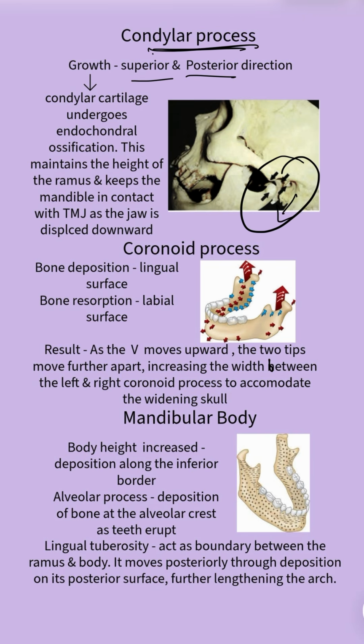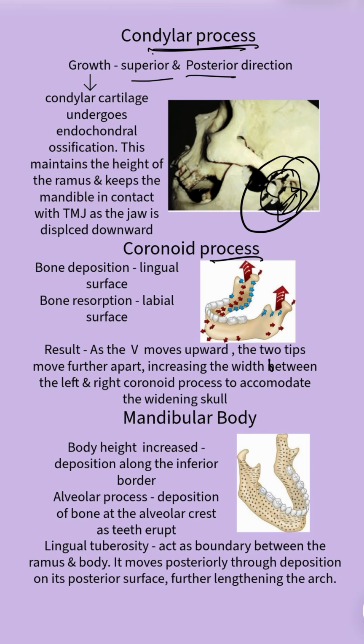In the modern functional matrix theory, as the functional spaces like the airway and the oral cavity, and the functional units like the muscles of mastication, tongue and glands expand, they physically displace the mandible downward and forward, and this displacement creates a gap at the temporomandibular joint. The condylar cartilage then grows upward and backward to fill the gap and maintain the integrity of the joint.